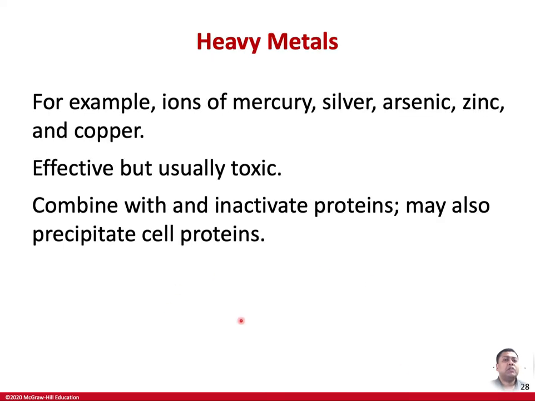So these are very powerful disinfectants, and if you use chlorine gas, it could be a sterilant as well. The next one is heavy metals: the ions of mercury, silver, arsenic, zinc, and copper. Although historically many of these heavy metals were routinely used, the usage is coming down. They are effective but usually toxic, and that's the reason we do not use them anymore.